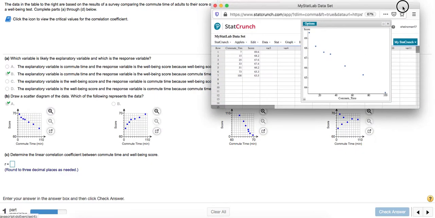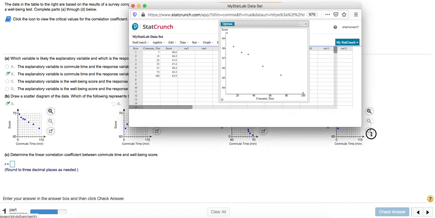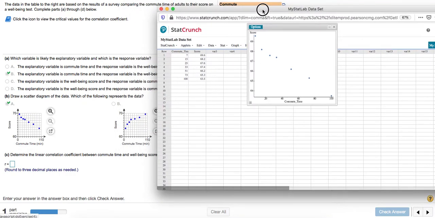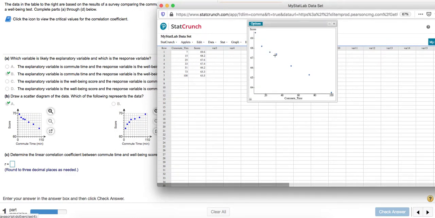right, so second, going back to StatCrunch, we want to get the linear correlation coefficient, which is asking from this data, how linear is it? I'm expecting it to be a negative number, and I think it should be relatively close to -1. The closer to -1 you are, the more linear the data is in a decreasing sense.